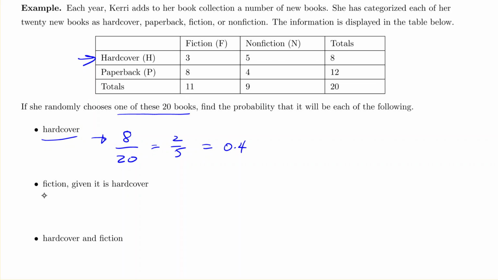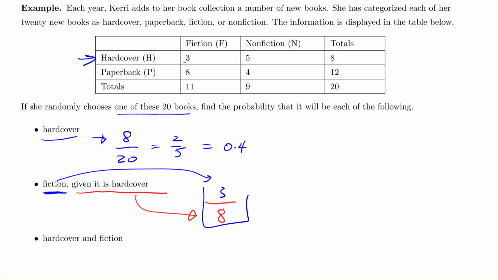What is the probability the book is fiction given it is a hardcover? Here we can just look at the section where it's hardcover. There are a total of 8 hardcover books. We're only looking at these, because given hardcover, what is the probability that it is fiction? Out of a total of 8 books, how many are fiction? 3. So that's the probability for this problem.